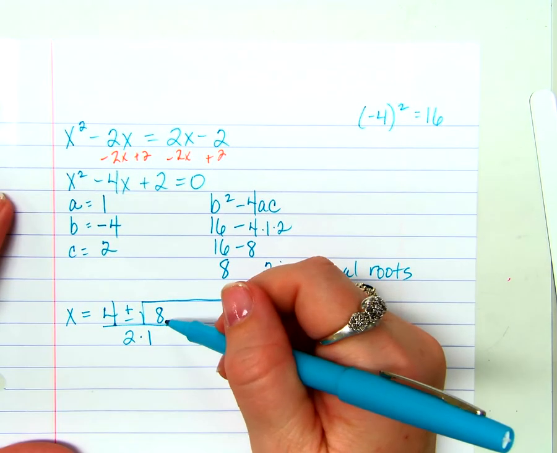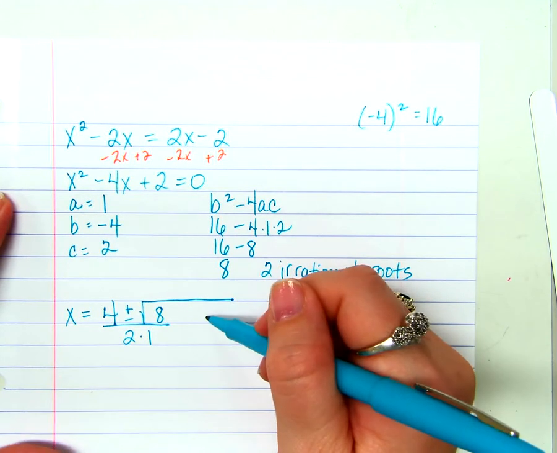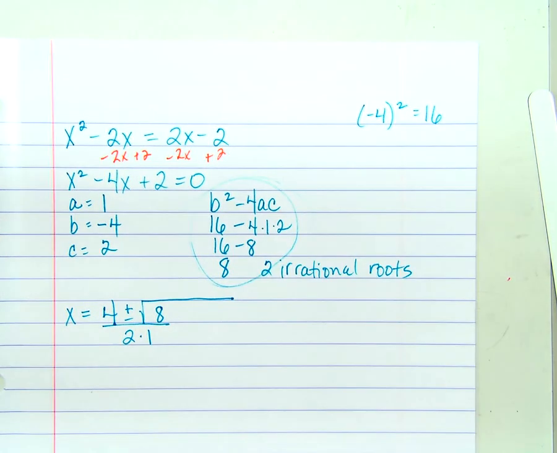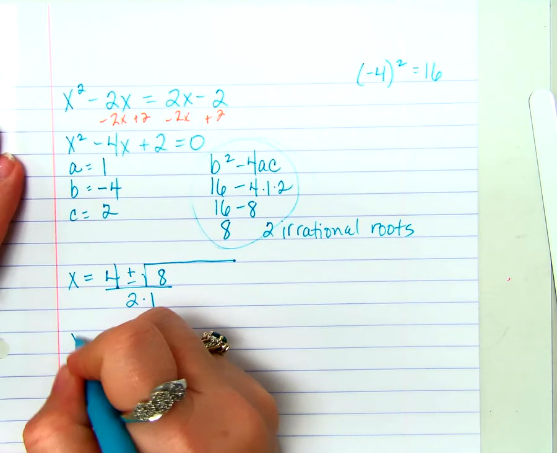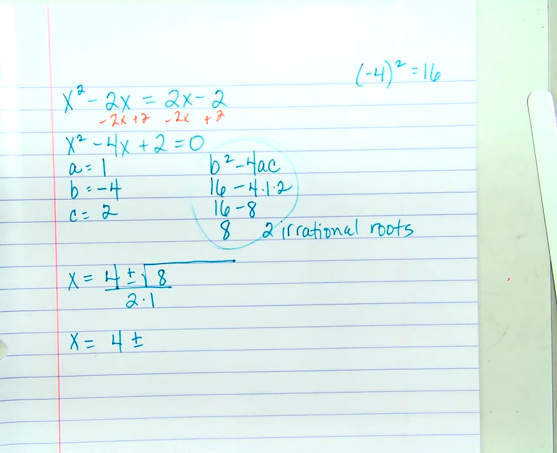So some people can go straight here. Some of you still need to write b squared 16 minus 4 times 1 times 2. But we've already done it. Okay? We've already done it, haven't we? So we know what that means in there. So let's simplify. X equals 4 plus or minus square root of 8. What are we going to do with that?